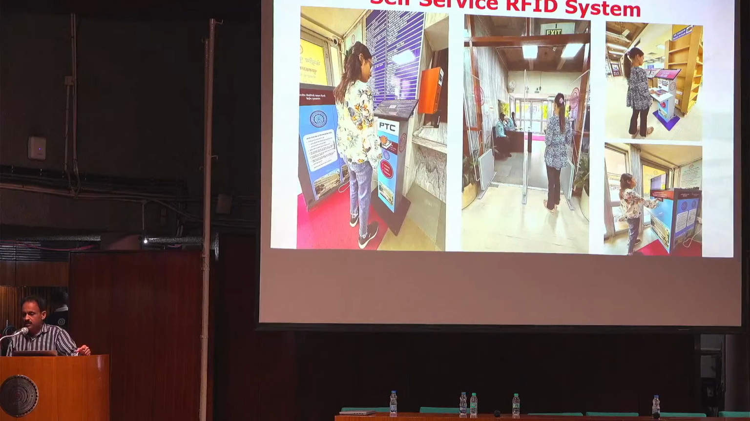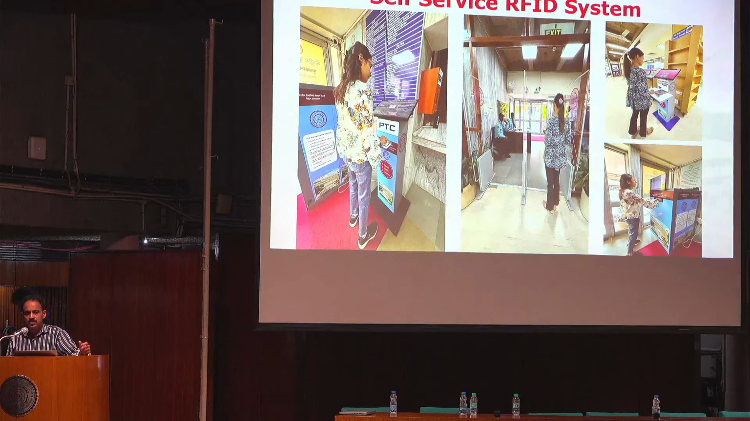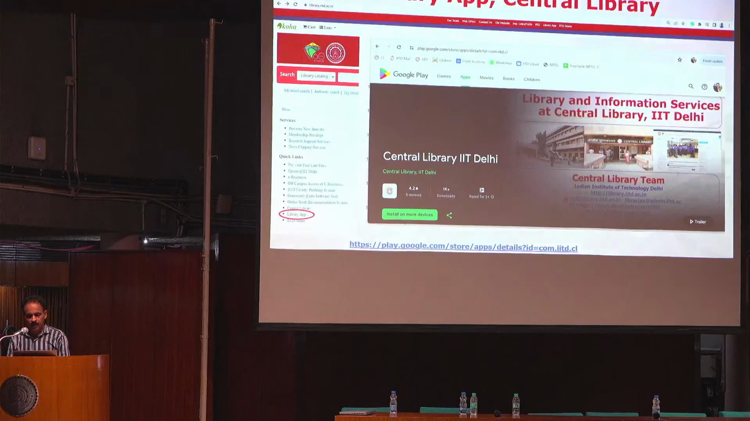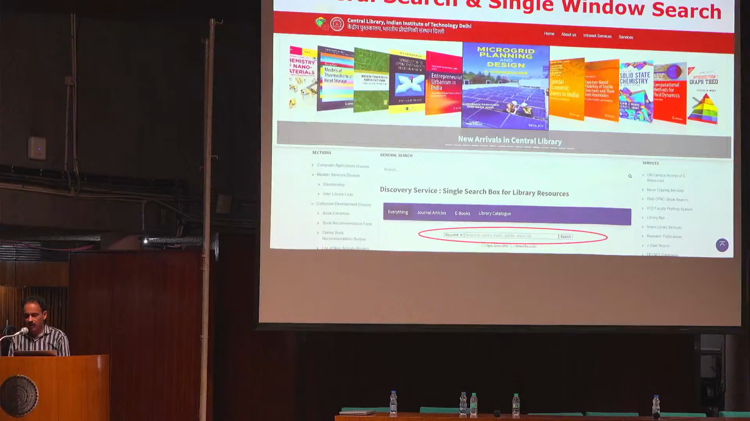And the fourth one is the drop box. If you want to return a book, just drop it. It will be returned automatically, and you will get an email that the book is returned. So this is a completely automatic system. Once you visit the library, you will see all these things. We have a library app also. If you are using Android or iPhone, just download this library app, and it will help you a lot in searching for books or using the single window system.